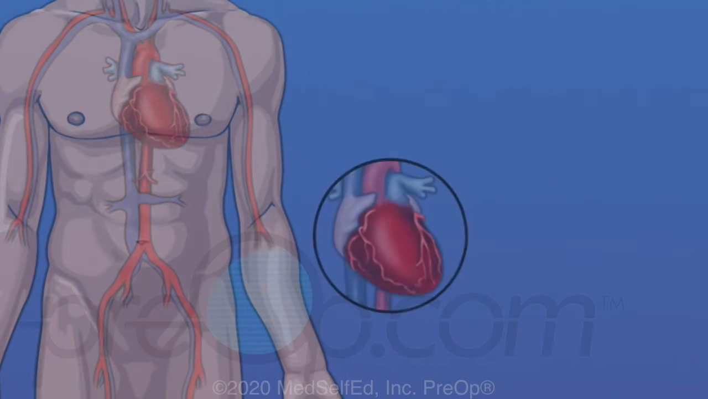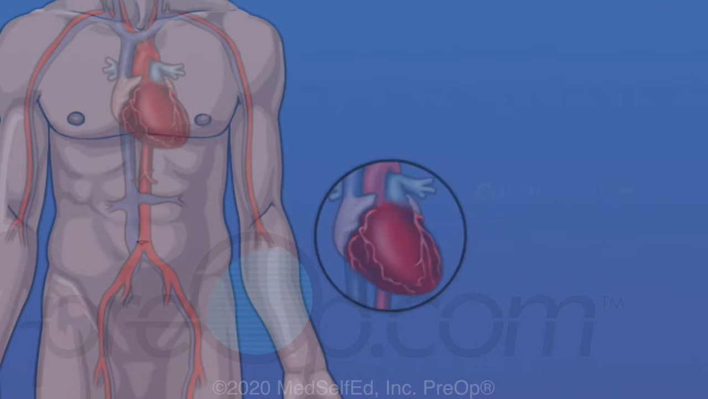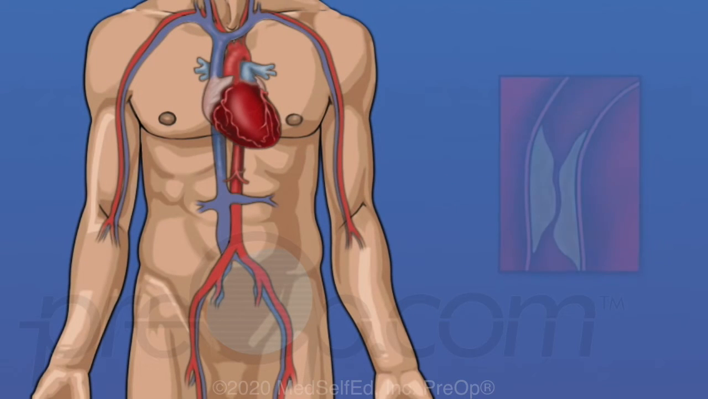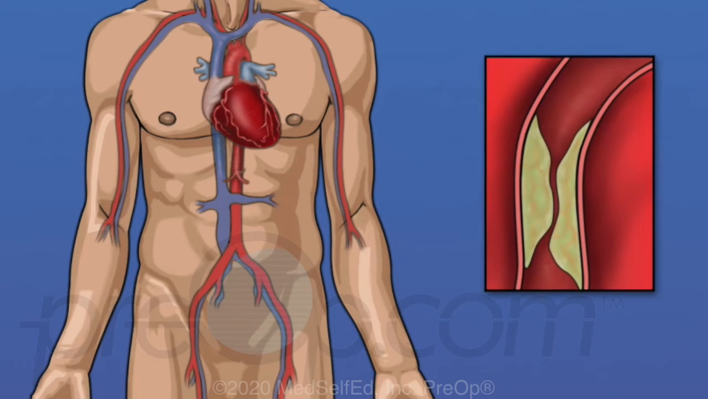The heart muscle is supplied with oxygen-rich blood by two coronary arteries. There is a right and a left coronary artery. These arteries can be blocked by plaque. This is called coronary artery disease or heart disease. Plaque is made of fat and calcium that builds slowly over many years. Severe plaque blockages cause chest pain and heart attacks.